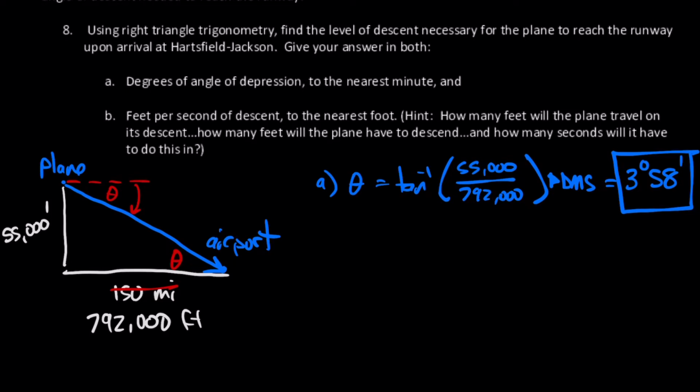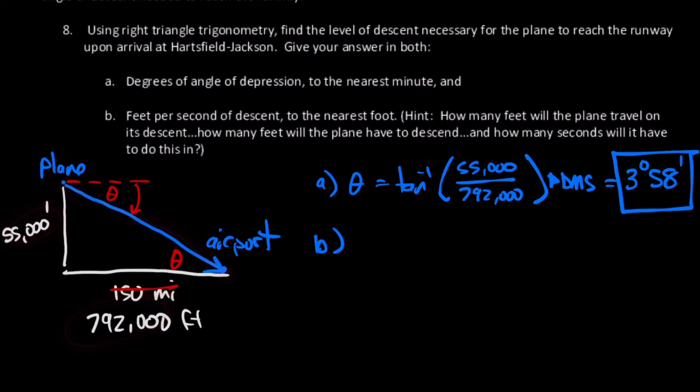All right, part B. This is where it gets a little bit more challenging. I need to find the feet per second of descent to the nearest foot. What they're talking about there is how fast you're dropping in elevation. How many feet per second is the plane coming down in altitude? Well, we need to do a little bit more here. Number one, we're going to have to find this distance: the direct distance from the plane to the airport. That's not hard to do.